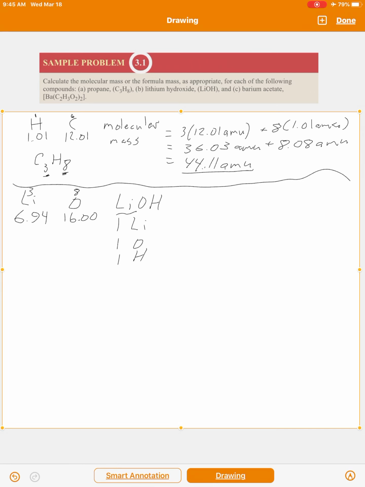There are no individual molecules of lithium hydroxide. It forms a crystal, so there's no individual molecules, but we calculate it the same way. So metal for lithium. So we're going to call this formula mass. And this one's easy. I'm going to write it over here. 1 times 6.94. I'm not going to put the units in because I'm running out of room.